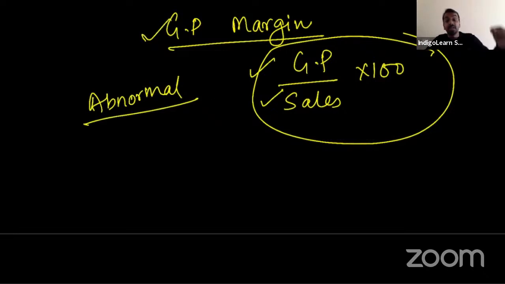For example, if there was a write down on inventory in the previous period, that part you will exclude both from the stock and from the sales, and then compute the gross profit margin or the gross profit amount. I hope this is clear.